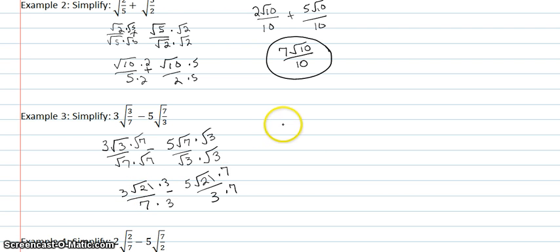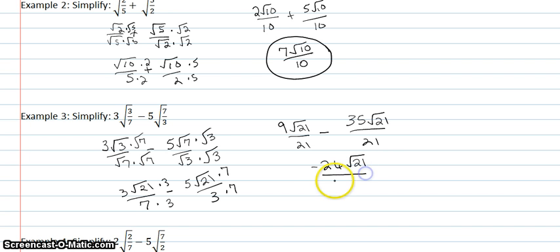So I'll have 9 square roots of 21 over 21 for my first one, minus 35 square roots of 21 over 21. Then I'll subtract 9 minus 35, which will give me negative 26 times the square root of 21 all over 21. That would be our final answer for that one.